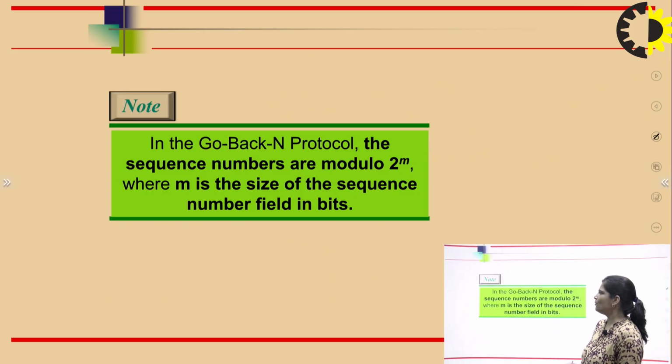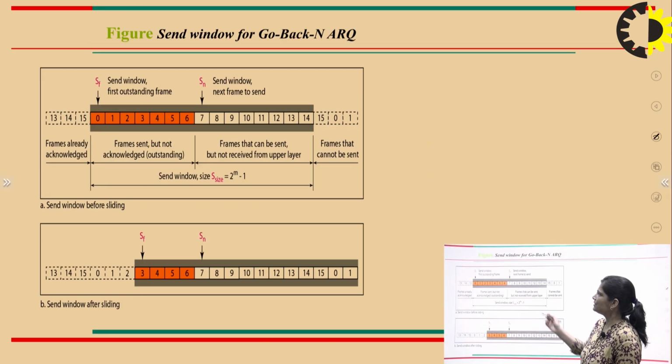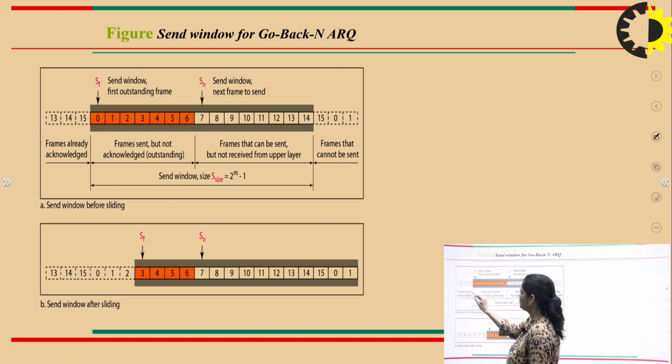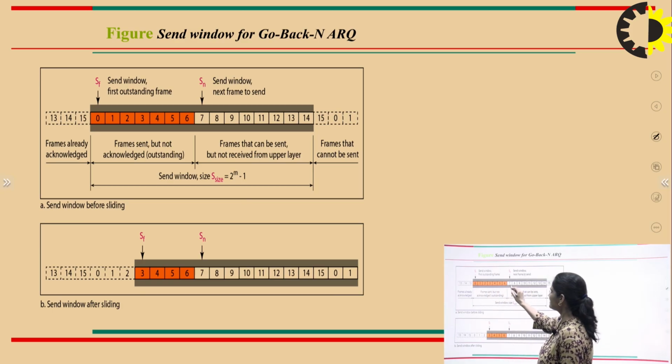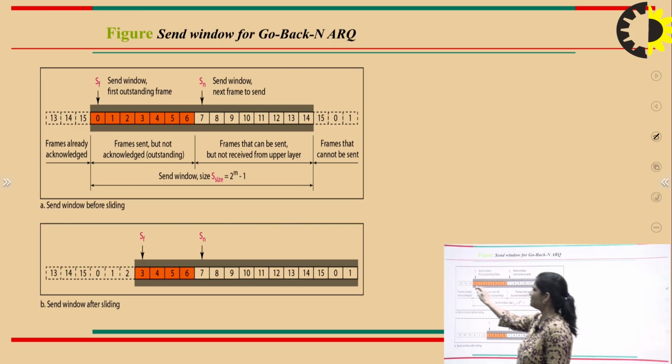Now, in go back N ARQ protocol, the sequence numbers are modulo 2 to the power m, where m is the size of the sequence number field in bits. Now, this is a send window for go back N ARQ. Here you can see this one is the send window, the first outstanding frame is this one, and this is the send window, the next frame to send, meaning first we have to send this.